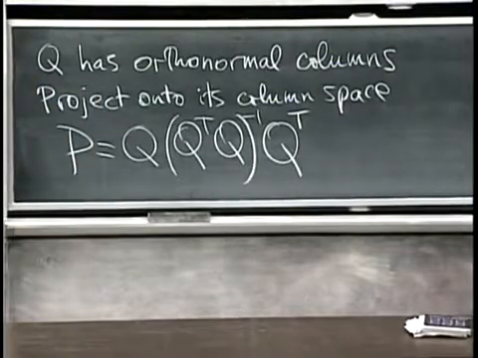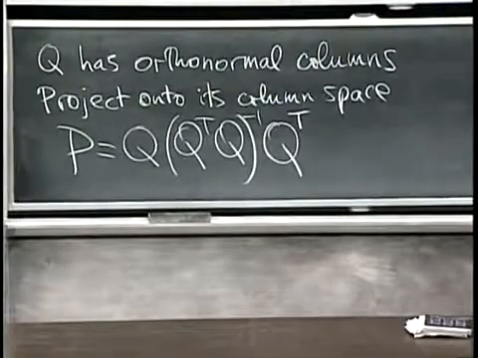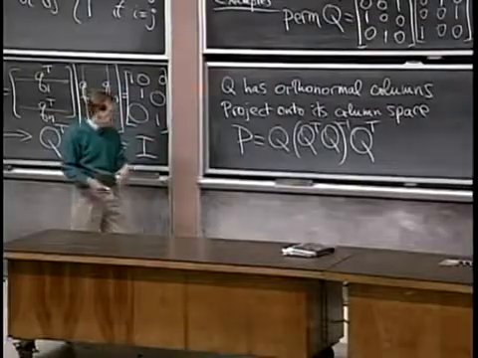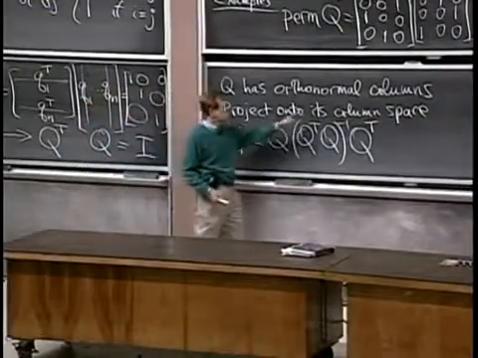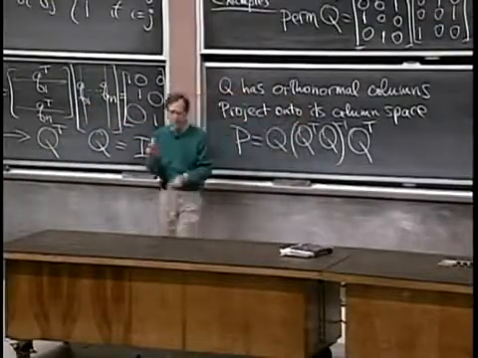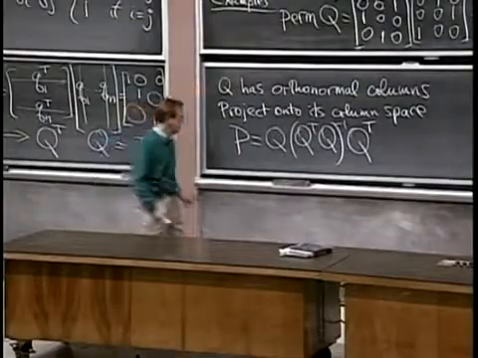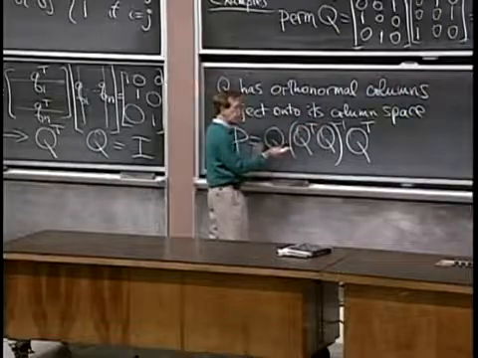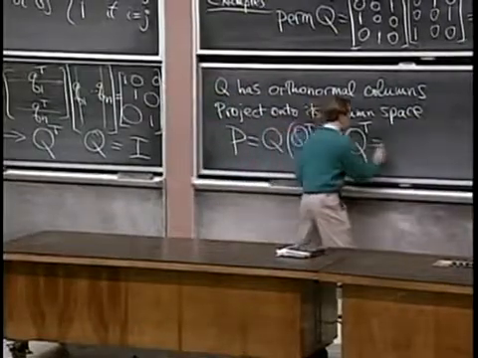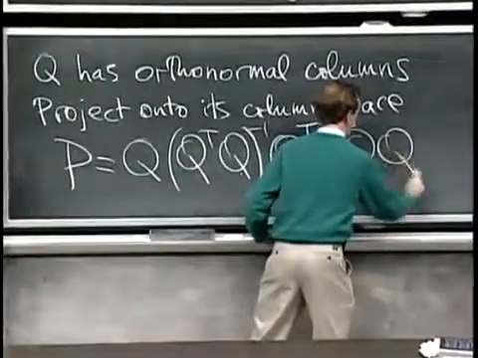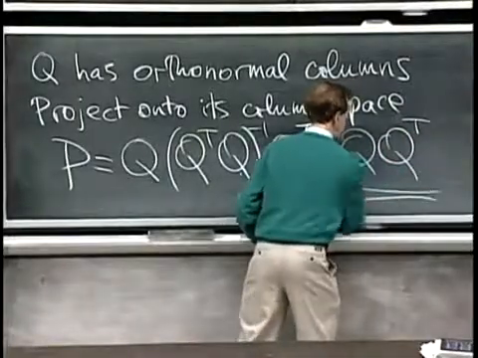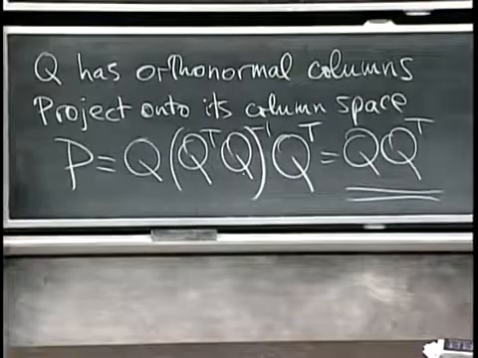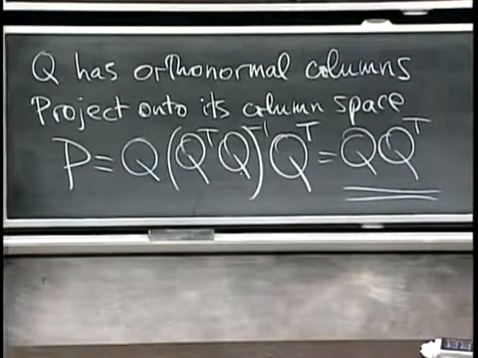But what's good here? What makes this formula nice if I'm projecting onto a column space when I have an orthonormal basis for that space? What makes it nice is that Q transpose Q is the identity. I don't have to do any inversion. I just get Q Q transpose. So Q Q transpose is a projection matrix.